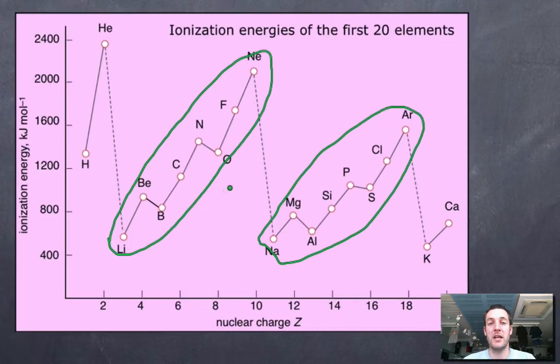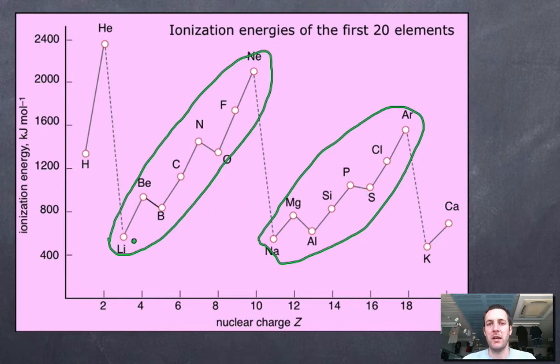And remember, if we're saying that the higher your ionisation energy is, the more stable you are, that suggests that beryllium is somehow more stable than boron, and nitrogen is somehow more stable than oxygen, just like magnesium is somehow more stable than aluminium, and phosphorus somehow more stable than sulfur.